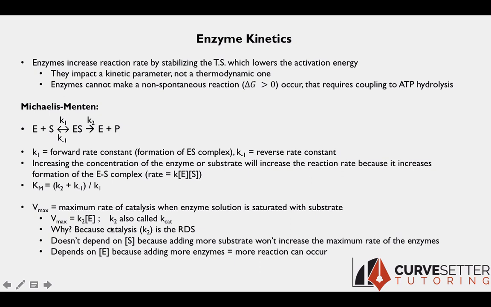And it's also important to know that if we refer back to our discussion of rate laws, this is the rate determining step here, going from ES to E plus product, because this is where the actual reaction occurs within the substrates. So this is the rate determining step. That means the maximum rate of this entire thing is just the rate of the rate determining step. So that's K2 times concentration enzyme. And this is when the enzyme solution is already saturated with substrate.